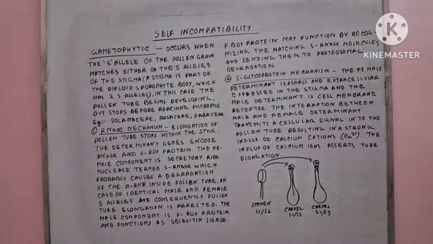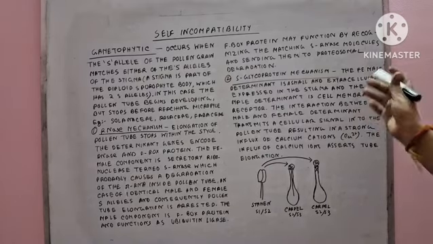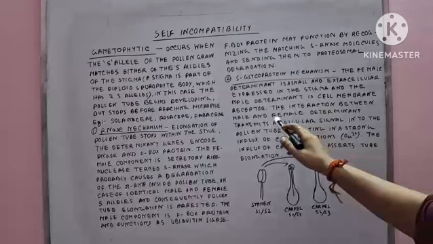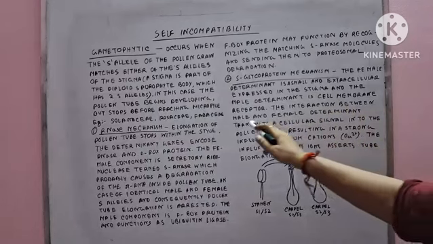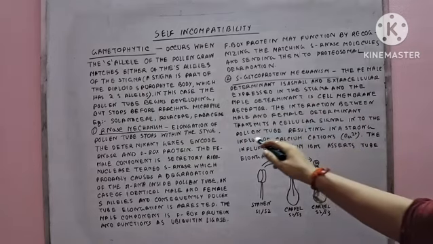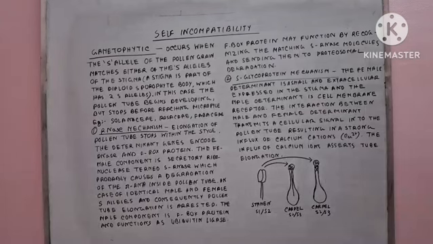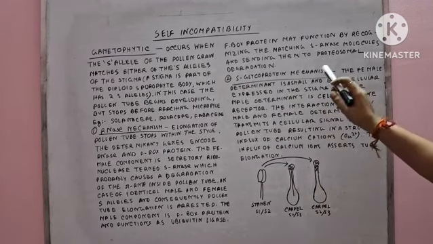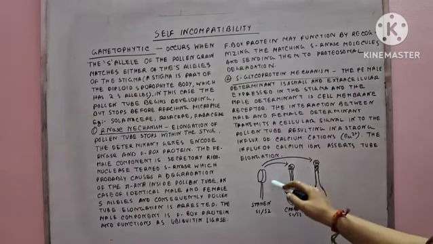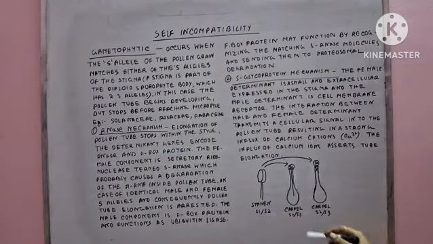Clear? So when the two gametes interact with each other, a cellular signal is transmitted into the pollen tube, and due to this a calcium cation influx occurs, which arrests the tube elongation. Clear? So there are two types of mechanisms.